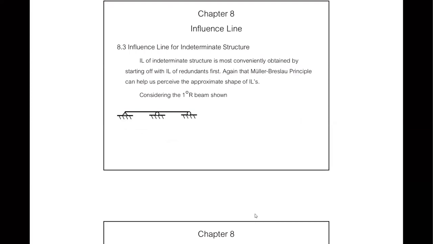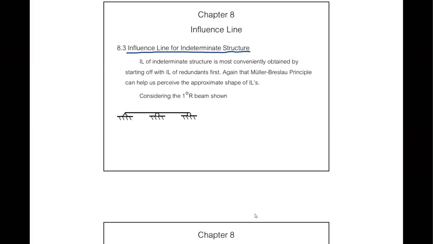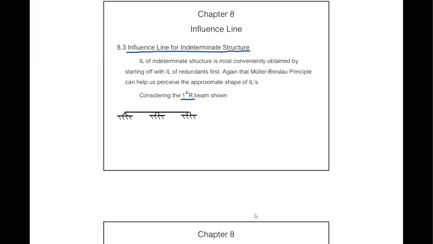So let's hit the topic right away, the influence line for the indeterminate structure. Here we go. As it says on the note here, the influence line of the indeterminate structure is most conveniently obtained by starting off with the influence line of the redundant first. So let's say we have the beam with 1 degree of redundancy here. I think the first sensible and reasonable step is just to try to turn this into a determinate structure, right? So that we can deal with it.